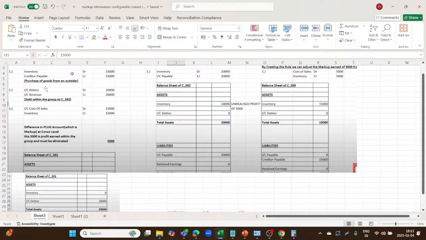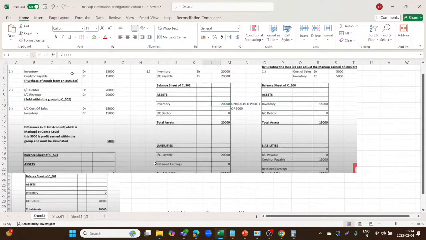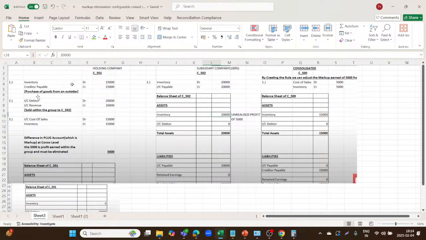Then it is showing intercompany debtor. That means the second entry shows that the holding company has sold that inventory to the subsidiary company. The purchase amount was 15,000 and it has been sold to the subsidiary for 20,000. So what entry will the holding company do? It is an intercompany transaction, not a transaction with an outside party, so we always use intercompany to identify it.